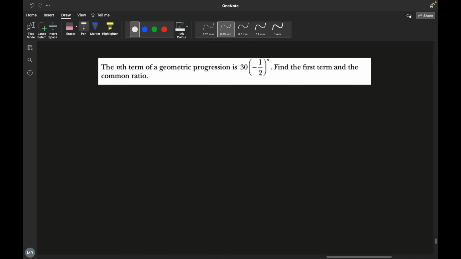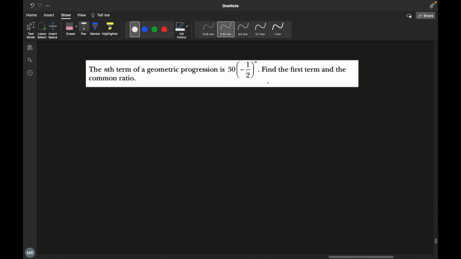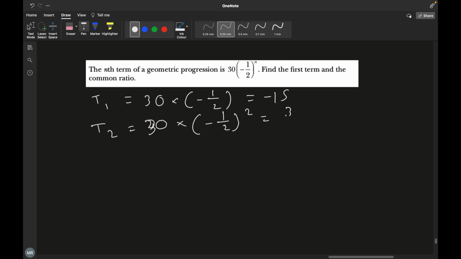So let's solve the next one. The nth term of a geometric progression is 30 multiplied by minus half to the power of n. We have to find the first term and the common ratio. Let's find T1. T1 is 30 multiplied by -1 by 2. That's -15. T2 will be 30 into minus half squared. That will be 30 by 4, which is 7.5.